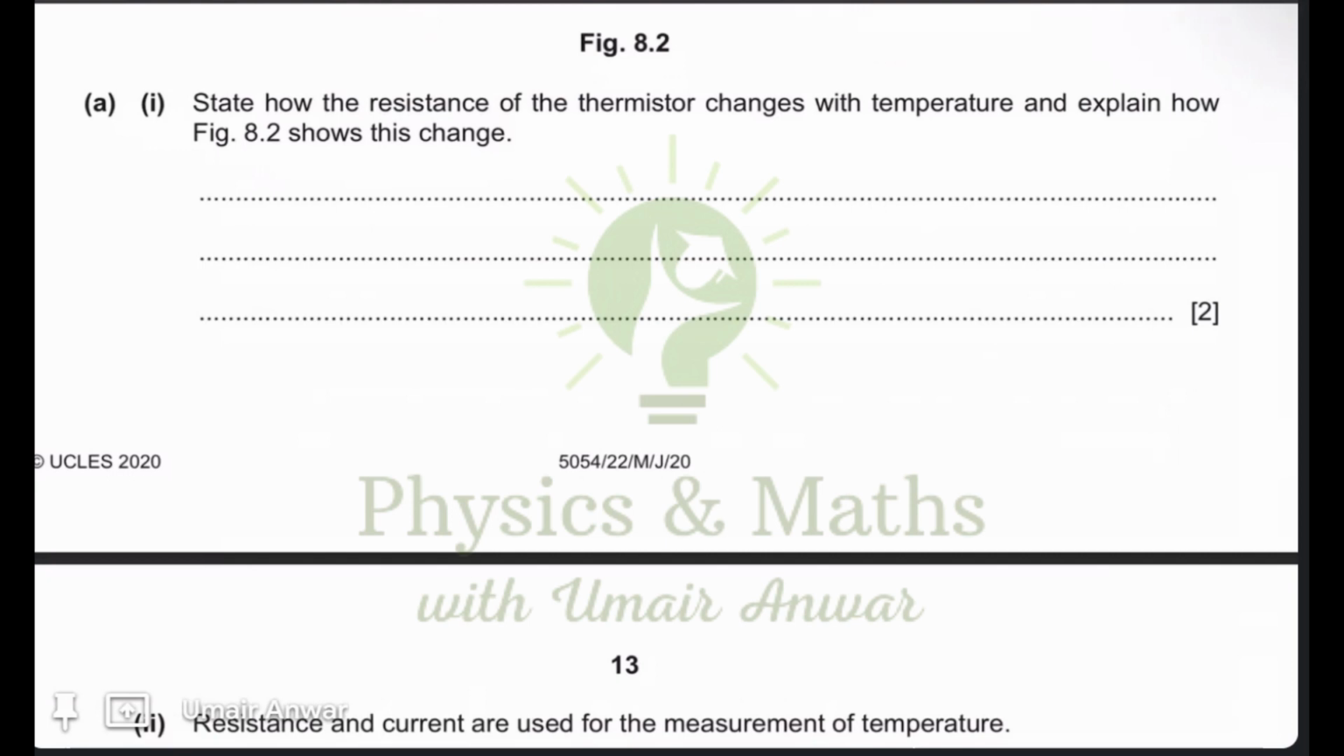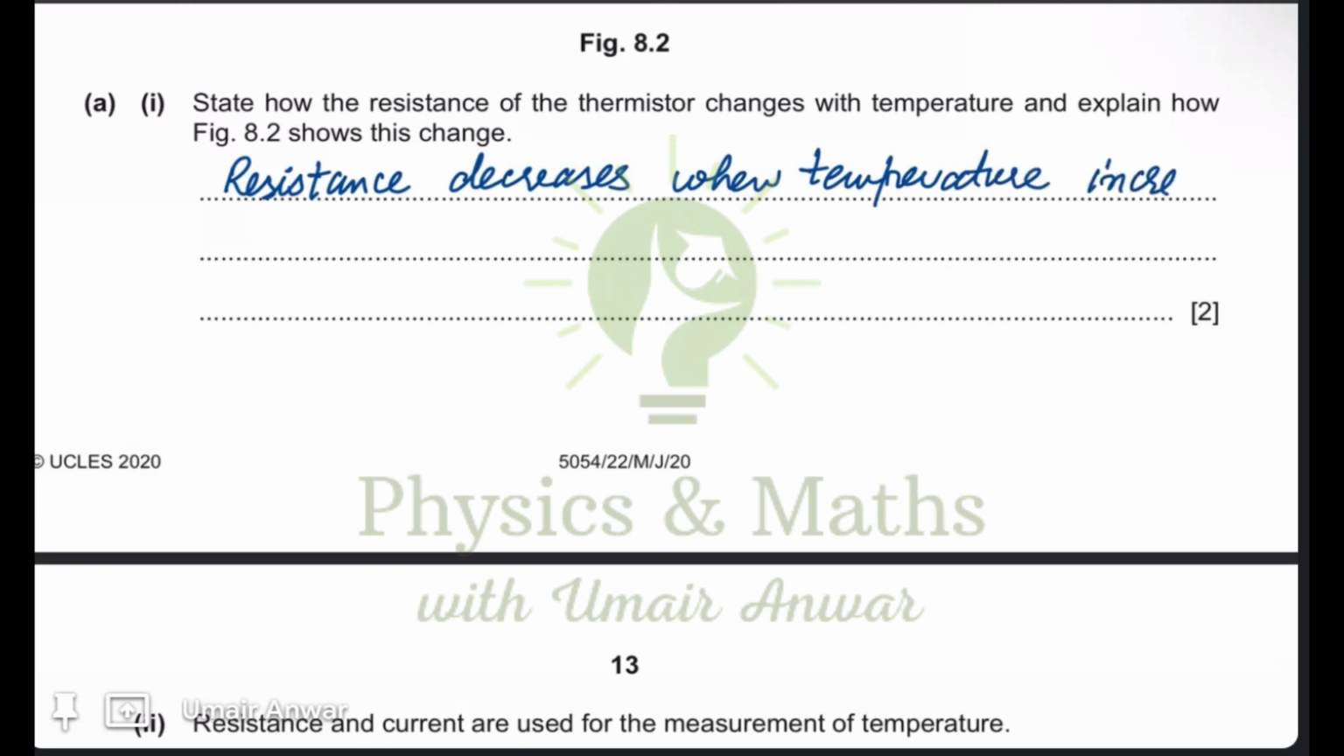Number one, how the resistance of the thermistor changes with temperature. We would say that resistance decreases when temperature increases. This is the general behavior of a thermistor. Explain how the figure 8.2 shows this.